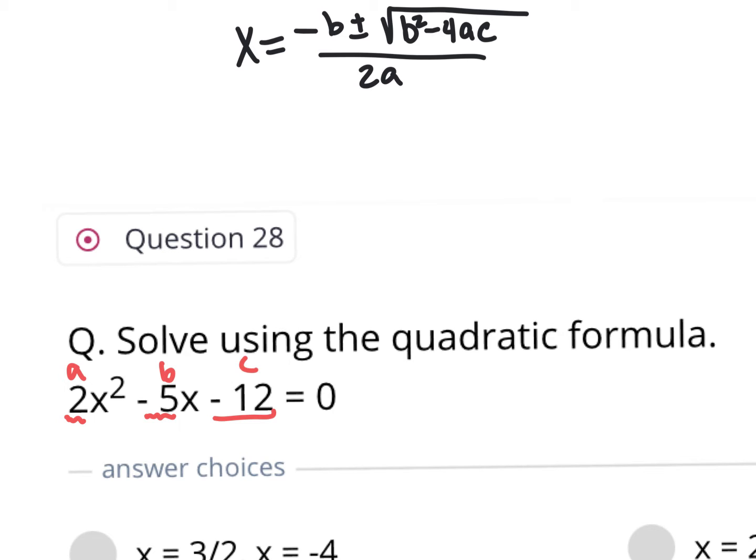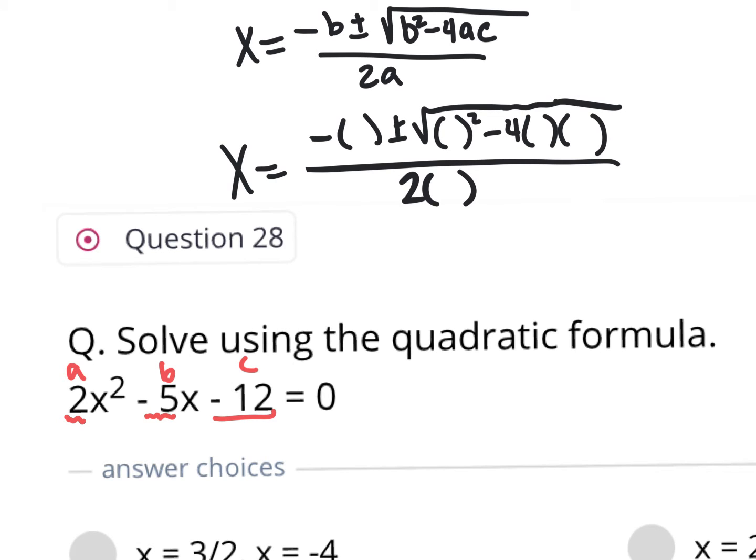And we're going to replace those A, B, and C values with parentheses so we could easily plug in the numbers. So let's plug in our A value of 2. That'll go in right there and right there. Let's plug in our B value of -5. That'll be right there, -5 and -5. And what about that C value of -12? That goes right there.